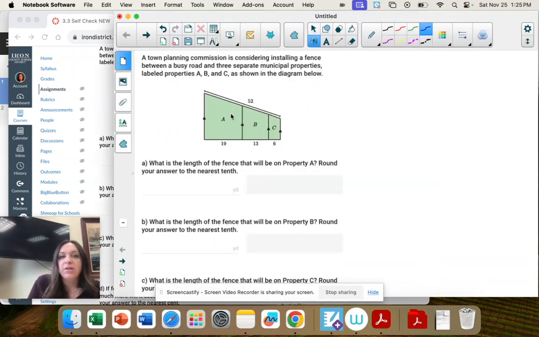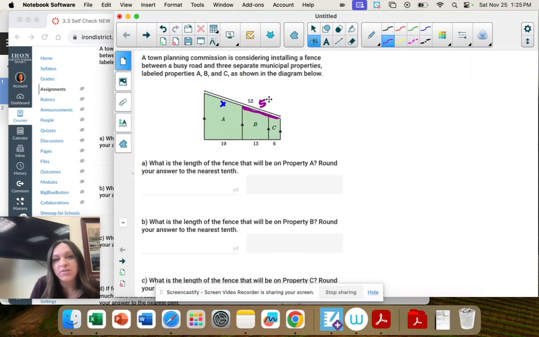All right, so we are trying to find this length. This is the busy road. Then we're going to do the same thing with B and C. So we're going to use our proportions here. Let's start with combining B and C.